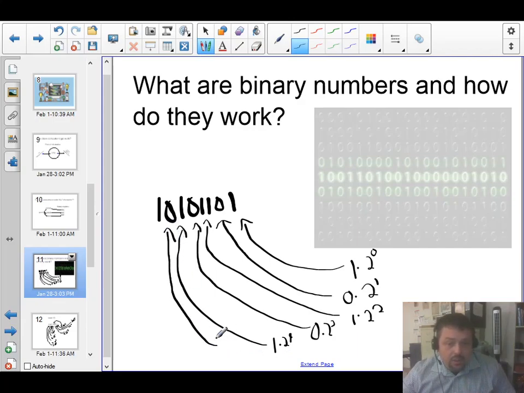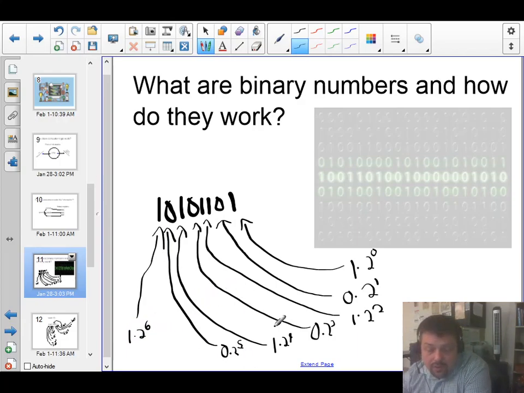And this is 0 times 2 to the 5th. There we go. And this last one is 1 times 2 to the 6th power. So we can ignore the zeros because 0 times anything is 0. But this first one is 1 times 2 to the 0, so that's 1 times 1, or 1.